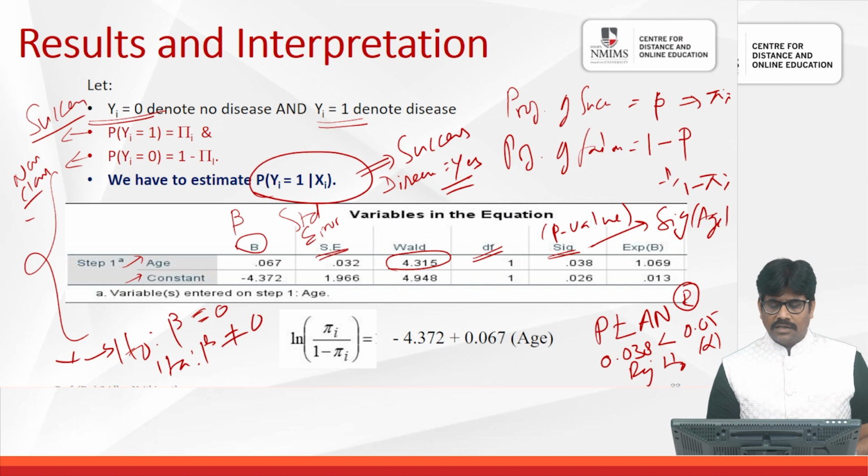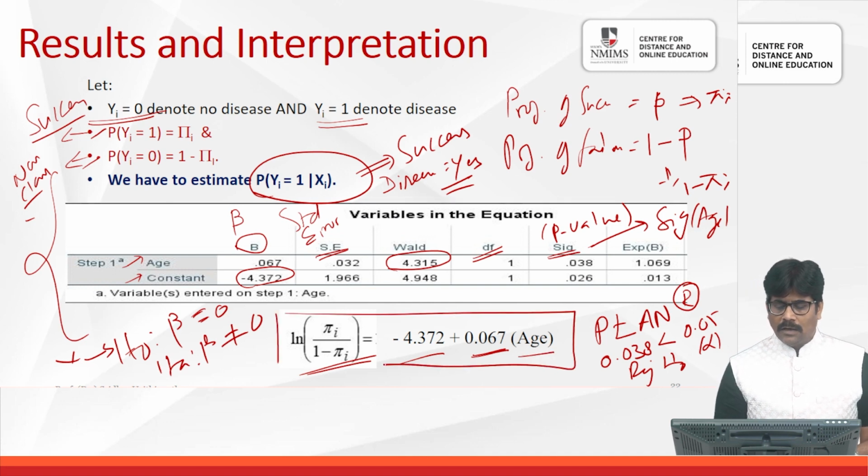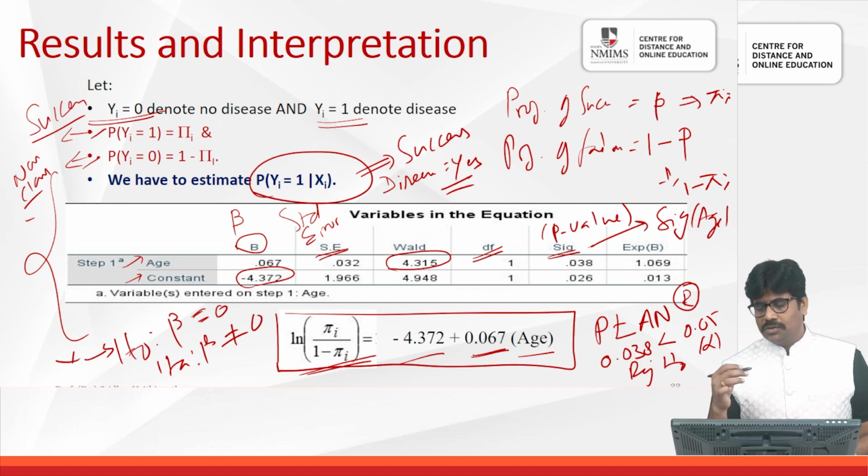So in terms of logistic regression, how to write this? Remember the last equation that we used, that is ln of pi i divided by 1 minus pi i. Pi i is nothing but the success class, 1 minus pi i is nothing but your non-success class, is equal to the intercept minus 4.372 plus the beta coefficient 0.067 into age, right. So this is how you need to write a logistic regression equation from the output. How to dwell deeper into understanding the relationship between the dependent variable and independent variable? Before that, how to convert these odds into probability is what we need to understand.